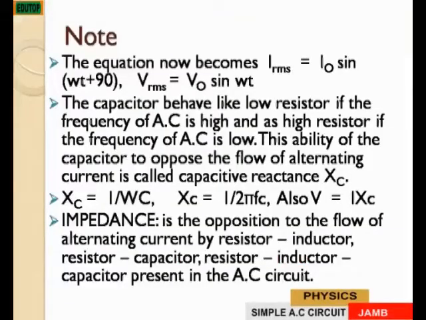Consider under this topic impedance. How do we define impedance? Impedance is the opposition to the flow of alternating currents, either by resistor, inductor, capacitor, resistor and inductor, resistor and capacitor, or resistor, inductor and capacitor, present in an AC circuit.